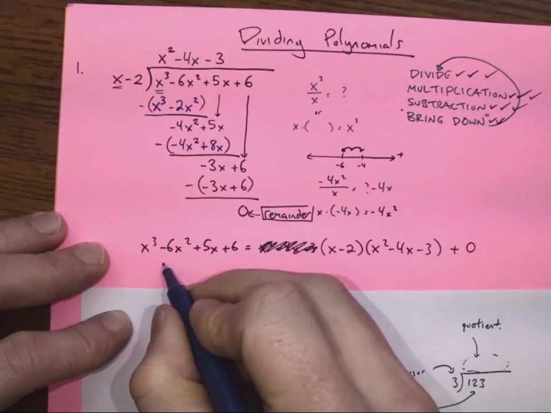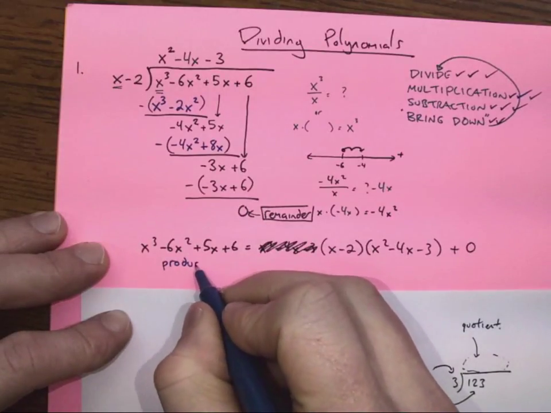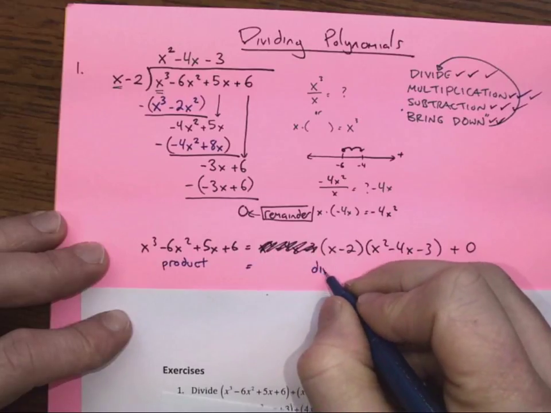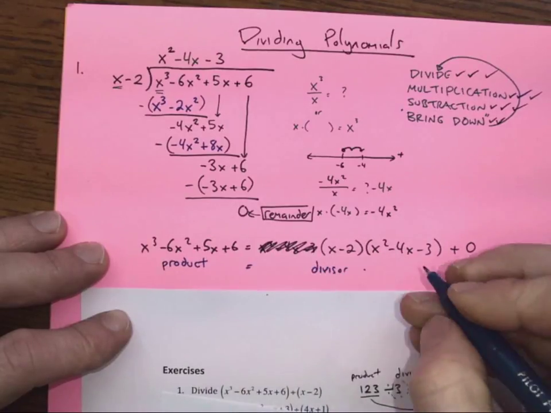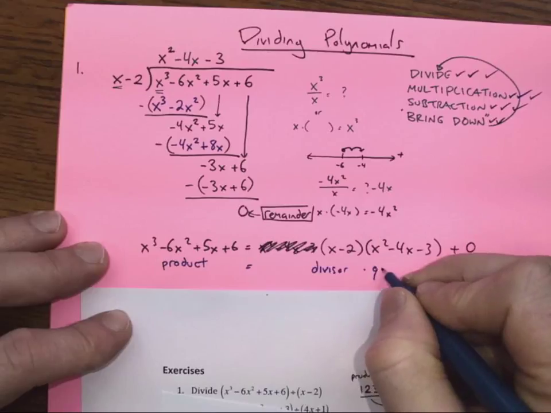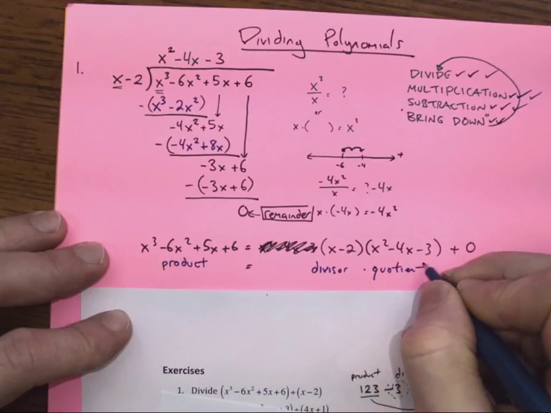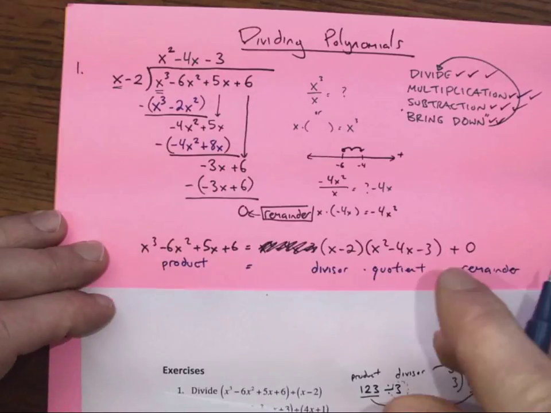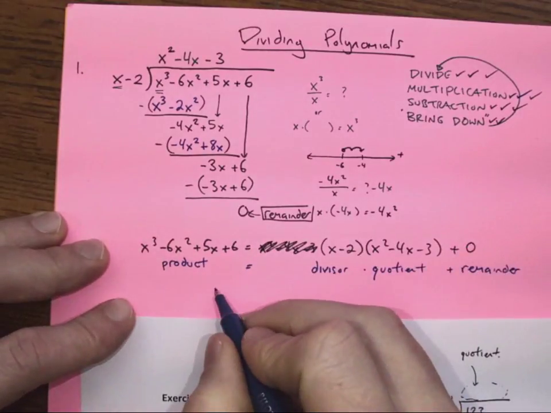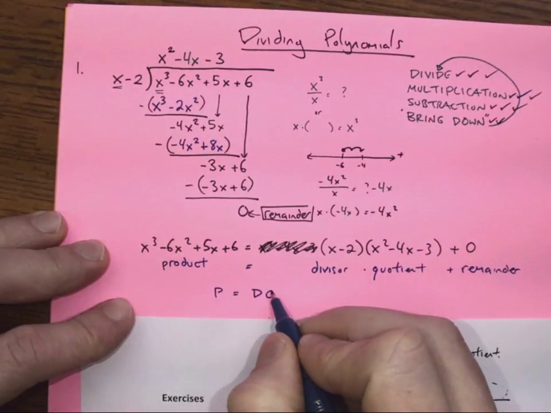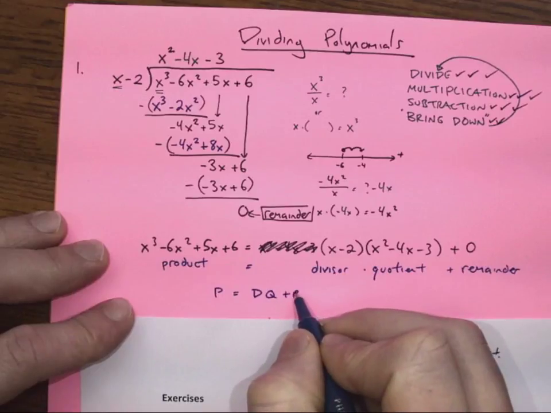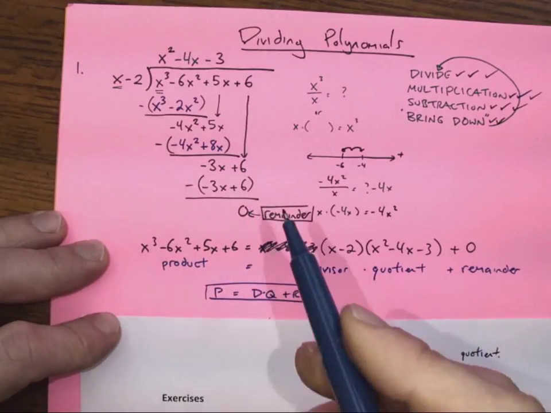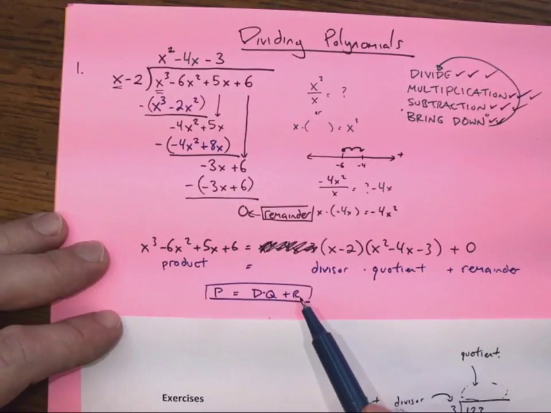So we would call this, again, the product. And that's equal to the divisor times the quotient plus the remainder. And some people call this the P equals dq plus r form of a polynomial division solution.